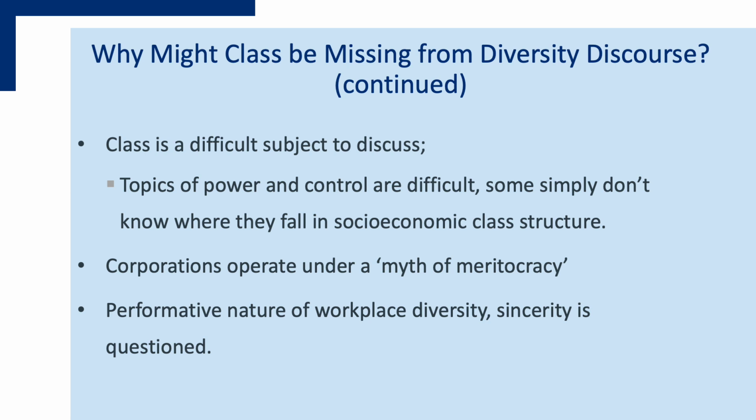Continuing on with reasons why this discourse might be missing from diversity statements, class is a difficult subject to discuss. Simply put, it's difficult for Americans to discuss this. It stirs up issues of power and sometimes unearned privilege. In studies, respondents have shown time and again they simply don't know where they fall. Lower income people call themselves middle class, as do upper income people, and the data on income inequality in the U.S. show the strata.